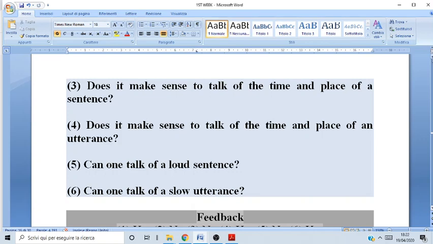Okay, number 3, no, we cannot talk of the time and place of a sentence because we said that sentence is just a chunk of words that make sense from a grammatical point of view. But yes, we can talk of the time and place of an utterance, of the act of saying something. Okay? And so point 5 and 6, can one talk of a loud sentence? And can one talk of a slow utterance?